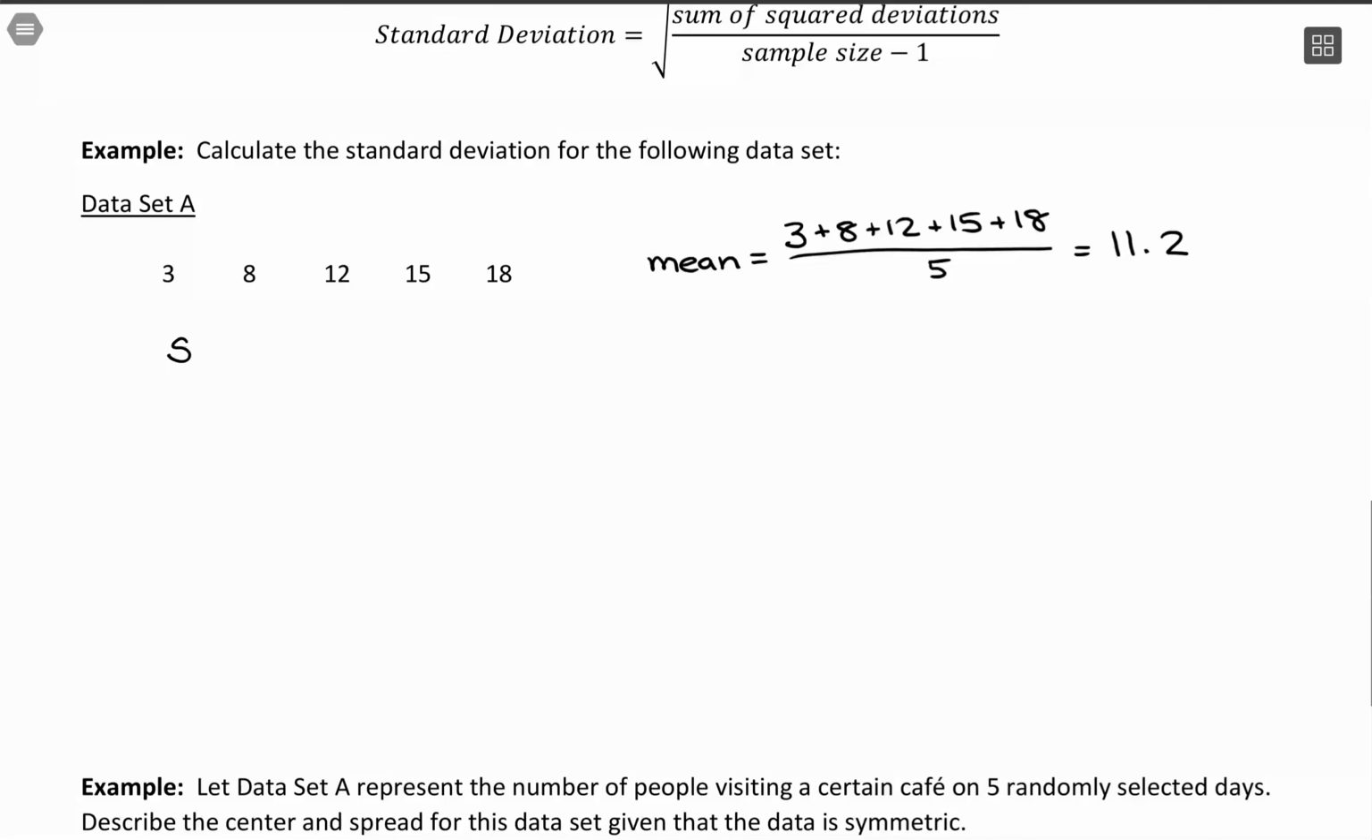And then what can help in terms of organization is just listing out the squared deviations as a table. I did that in the previous example. What I'm going to do, and let's see, we have 5 data values, so I'm going to have these 5 values squared.